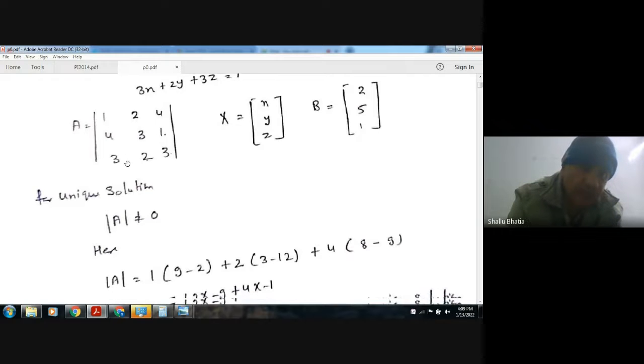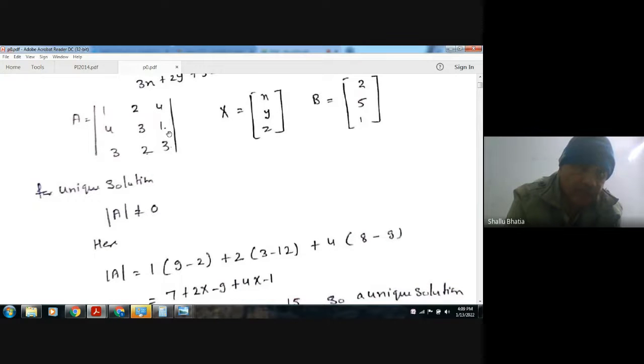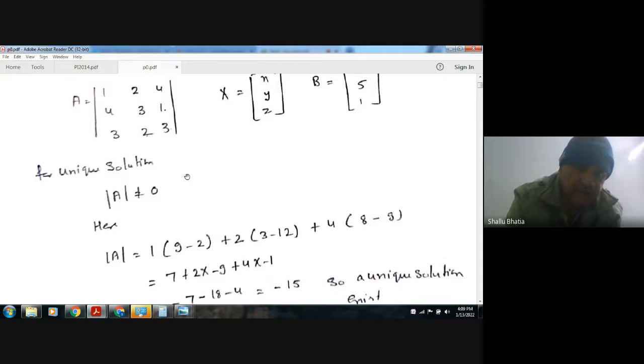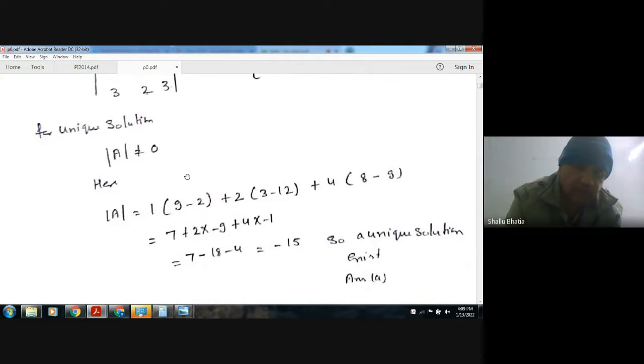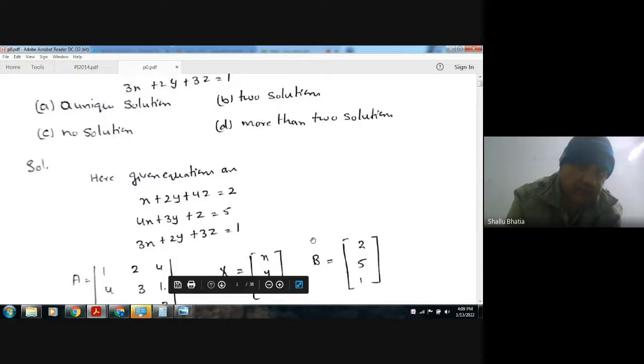Okay, so it will be 1 into (9 minus 2), plus 2 into (3 minus 12), and plus 4 into (8 minus 9). So it comes out as minus 15. So a unique solution exists because the determinant of A is not equal to 0. So the answer is A.